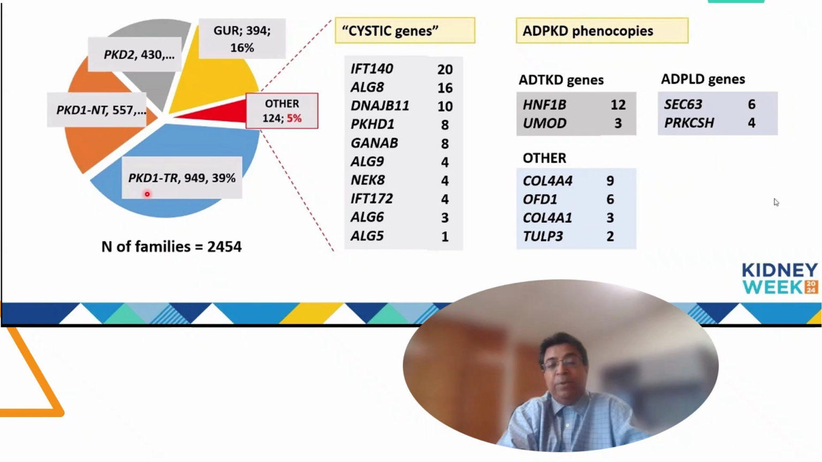And the truncated PKD1 has the poorest prognosis. And that, unfortunately, is the most common mutation that leads to ADPKD. And then after PKD1, you have PKD2, and then 5% have other mutations that have been identified. The third most common being IFT140, followed by ALG8 and other genes. And then there are about 16% who do not have an identified mutation. And then there are those ADPKD phenocopies, and we'll briefly mention those, including HNF1B, UMOD, and Alports.